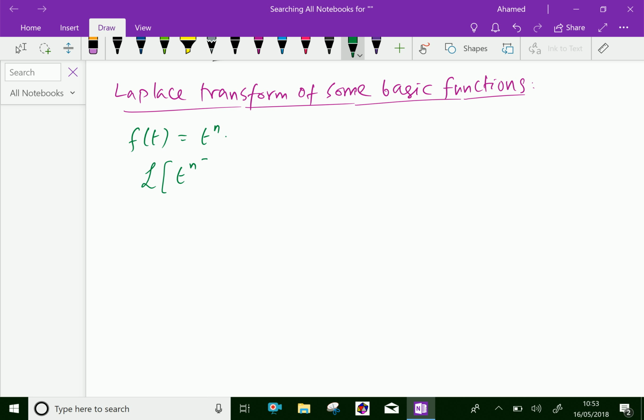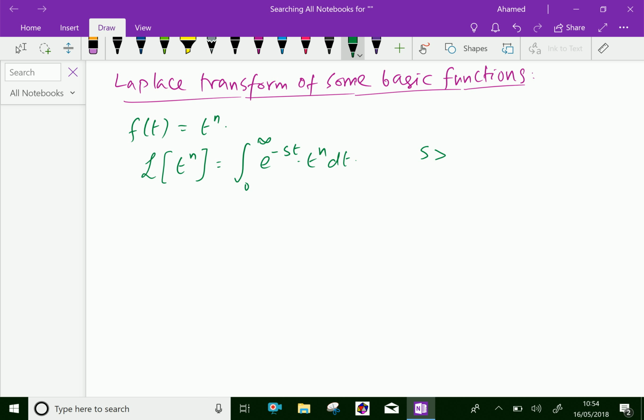t power n. By definition, the Laplace transform is the integral from 0 to infinity of e power minus st into f of t. Here f of t equal t power n dt, where s is greater than 0 and n is a positive integer.